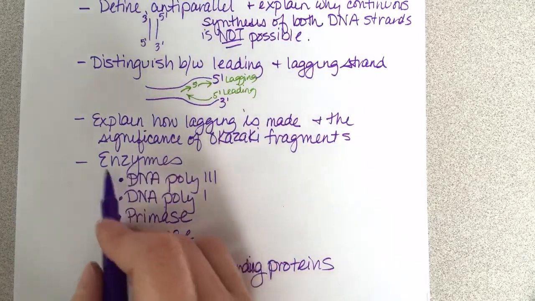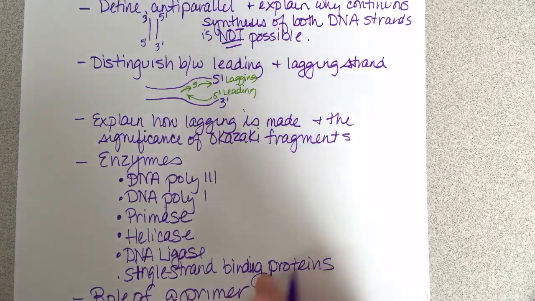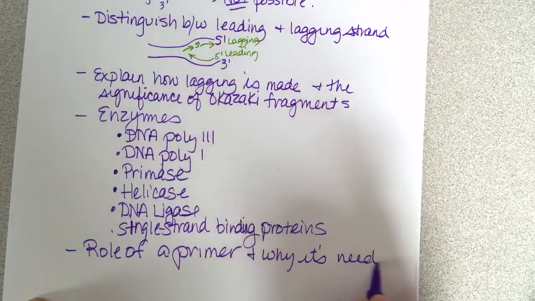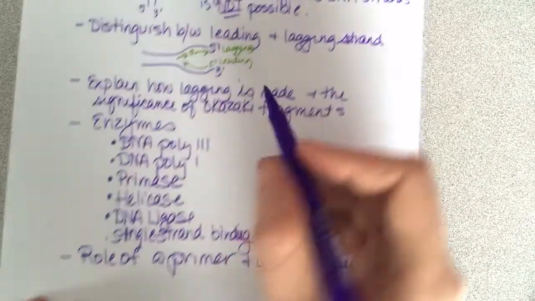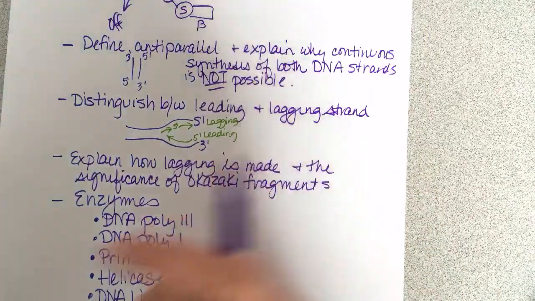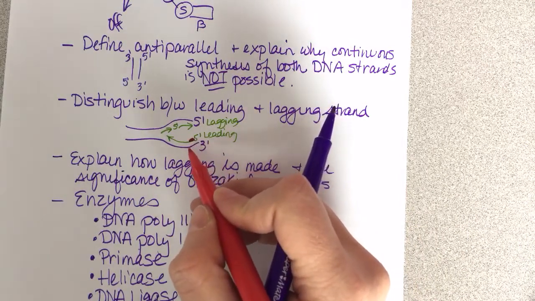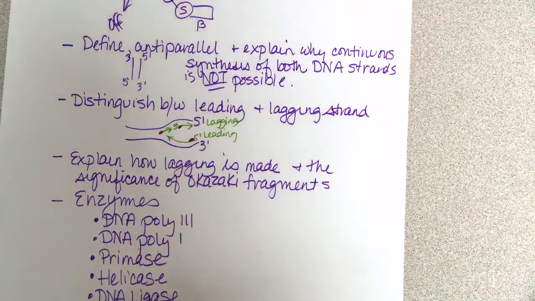Something I thought I should have added before the enzymes, and we can add that here, is the role of a primer and why it's needed. So why do we need a primer? Remember, that's because DNA polymerase 3 can't add nucleotides unless there are pre-existing nucleotides. And so in order to add nucleotides, it needs a primer at the beginning of each fragment. Okay.